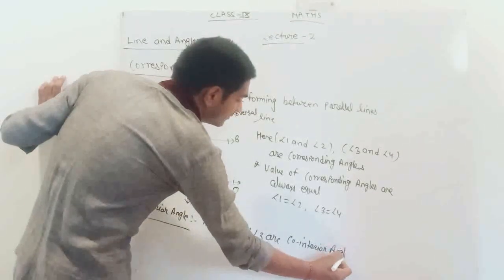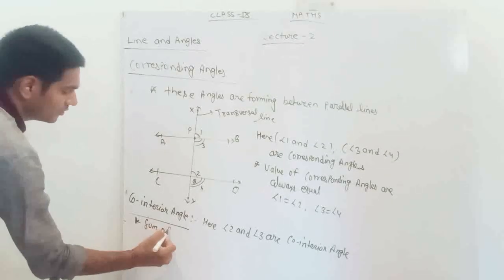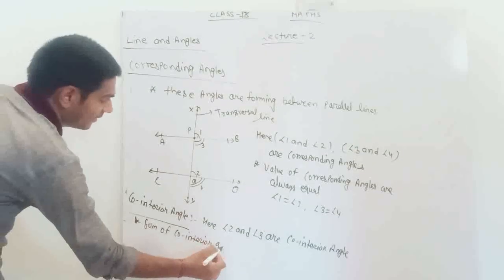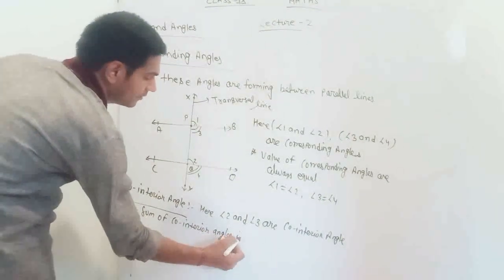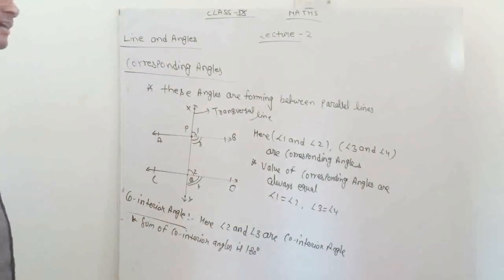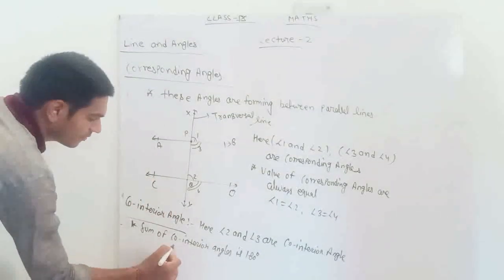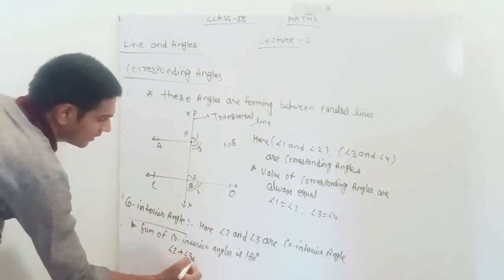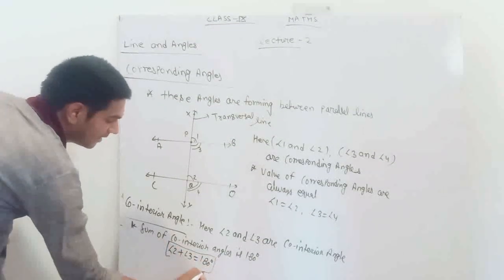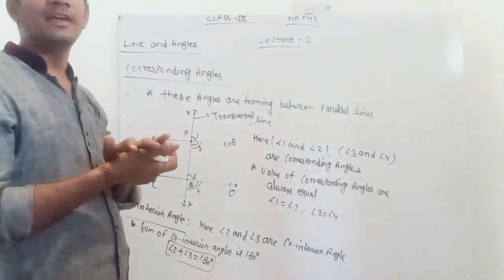co-interior angles. Now the theorem is: the sum of co-interior angles is 180 degrees. Okay, co-interior angles ka sum always 180 degrees hoga. So co-interior angle ka meaning kya hai? Angle 2 plus angle 3 is equal to 180 degrees. Meaning co-interior angles are supplementary to each other.